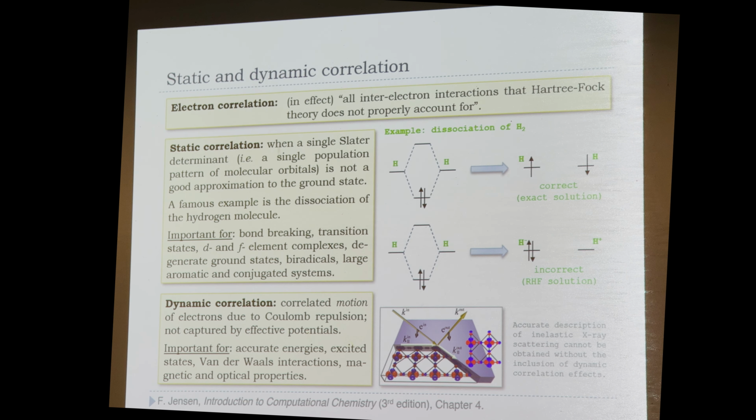The second case is when you are dealing with accurate description of time domain processes. For example, in inelastic X-ray scattering, when a photon bumps into a surface and kicks a few electrons into the excited states and then scatters the X-ray as a result. Electrons would avoid each other dynamically, and this is again not captured by effective potentials, because the electron only sees the average field of all the other electrons, not them individually. So van der Waals interactions, excited states, particularly magnetic and optical properties, would be incorrect.